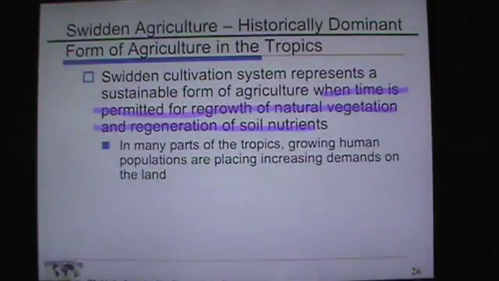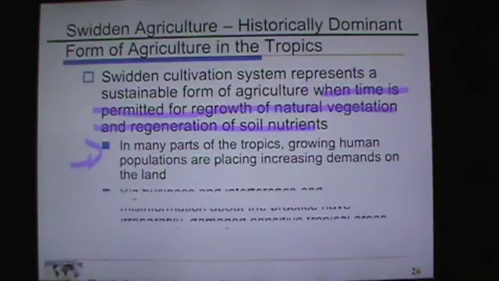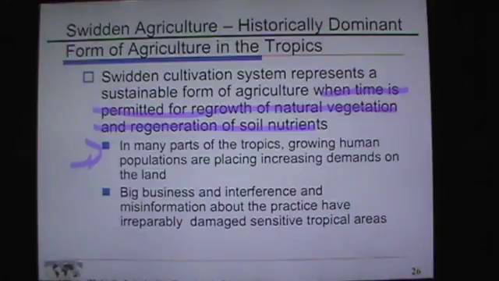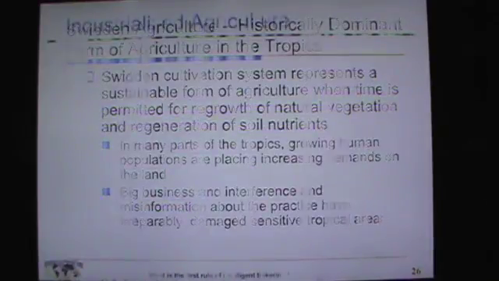In many parts of the tropics, there are too many people. People are placing increasing stresses on the land. And then you get big business. Misinformation. A lot of sensitive tropical areas have been irreparably damaged. They've been converted from tropical rainforests to, well, grasslands because they've been cut down and they can't produce nearly as much as they used to.